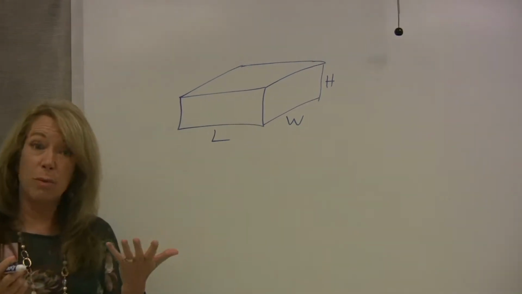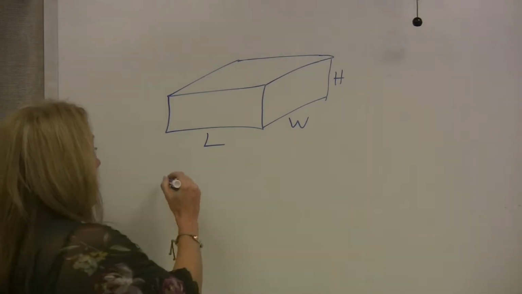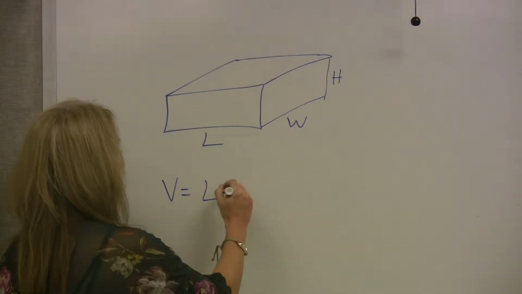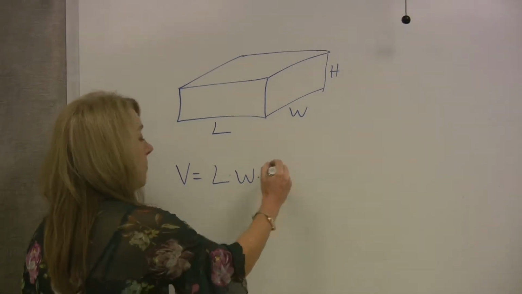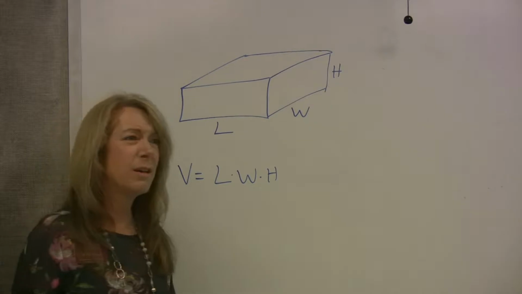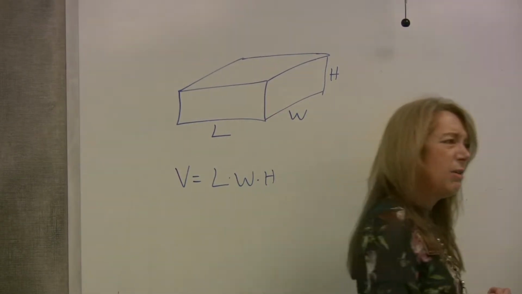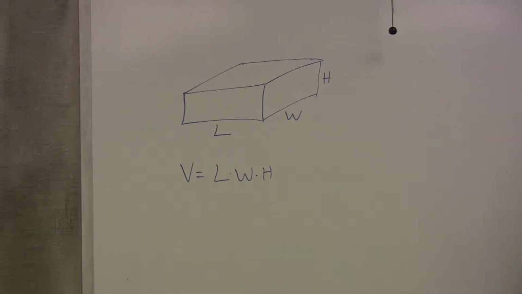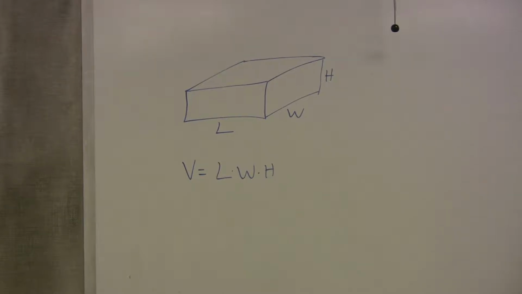So it could be a cube, in which case all sides would be the same, but the volume of this is the length times the width times the height. Most of you have seen that somewhere before in your geometry days or something. Anybody know how to find the volume of anything else in 3 dimensions? We're moving to 3 dimensions today.